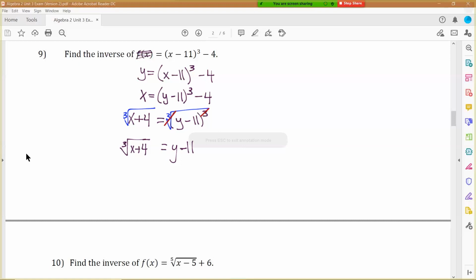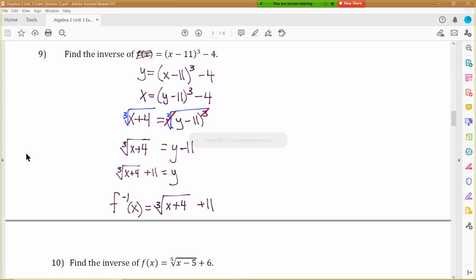One last thing to get y by itself, I need to add 11. When I add the 11, can I add 11 plus 4? No, the 4 is underneath the cube root. The 11 is going to hang out after it. And then remember, for your last step, you want to write f inverse of x, and it's going to equal your answer.